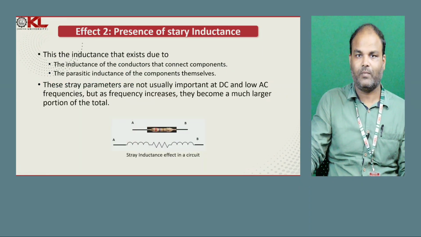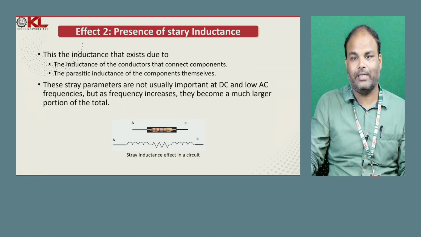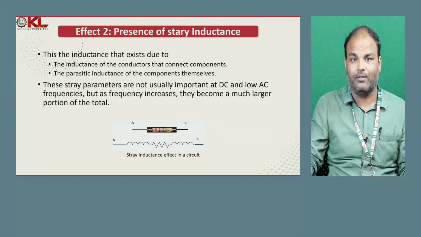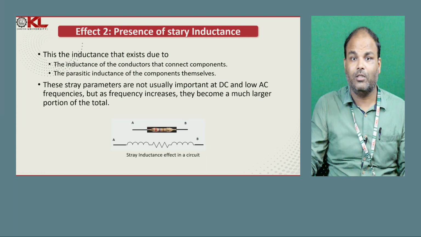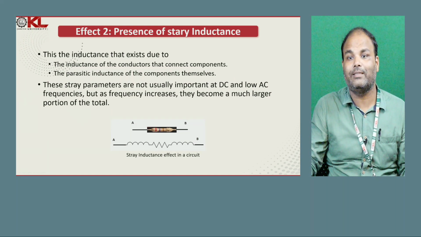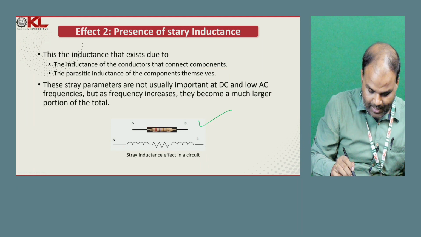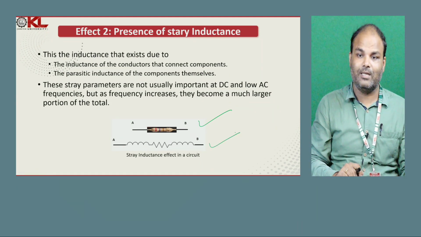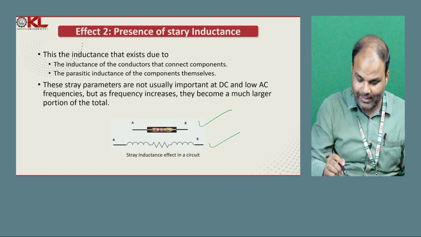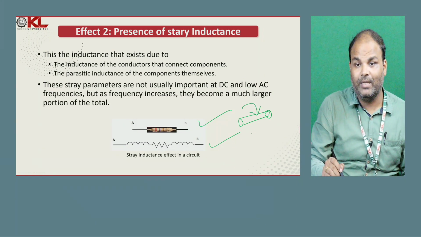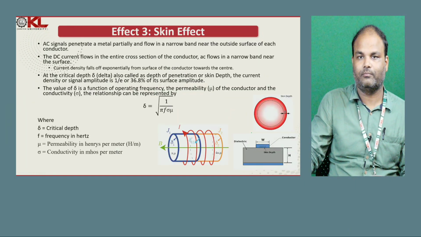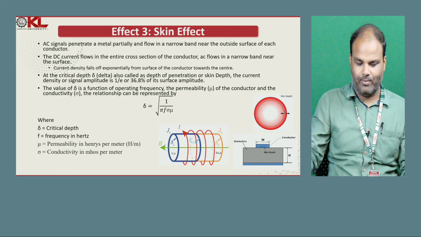If we are thinking about the presence of stray inductance, it depends upon the inductance of the conductors that connect components and the parasitic inductance of the components themselves. So a resistor can be written like this. If we are thinking about stray inductance, that means we are thinking about high frequency. So you can think that if a conductor is there at high frequency, it behaves like an inductor.